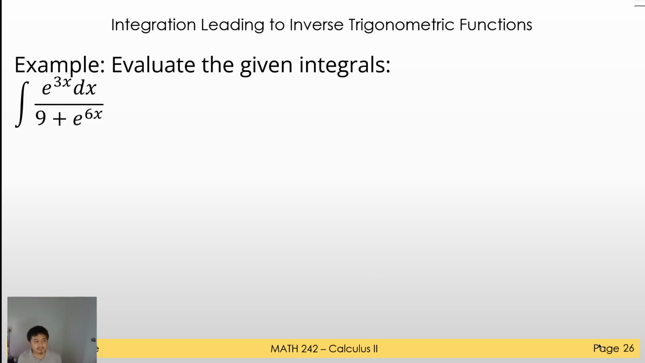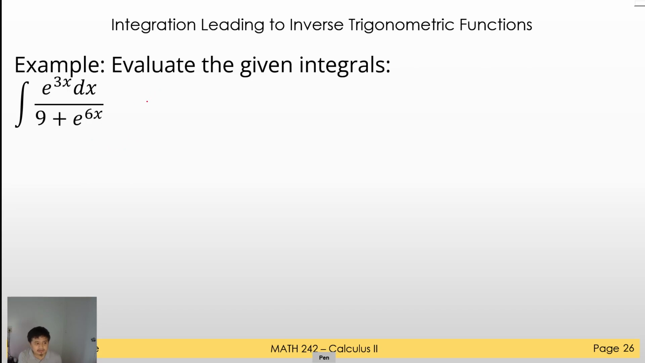So evaluate the given integrals. We have the integral of e raised to 3x dx over 9 plus e raised to 6x. So how do we do this now? What is the closest thing that we could do here? We can just use substitution, maybe. But the problem lies when we find the derivative of this. This will still be e raised to 6x, so 6 e raised to 6x, we cannot cancel this one.